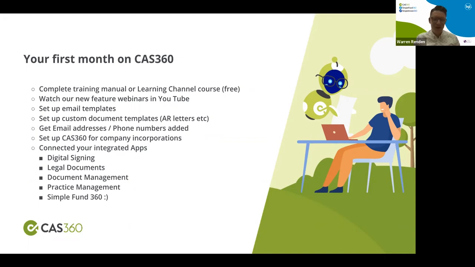One of the advantages of migrating in 2021 is that we've already migrated over 1,000 firms from CAS Desktop to CAS 360. So it is a tried and proven process, and you are essentially getting a process that's been run 1,000 times before. So you can have a lot of confidence in it. Now, when you are using CAS 360, the first thing we get you to do is run through the training manual or the learning channel course. Both of these are free. They are available to you. They are self-paced learning through the learning channel.